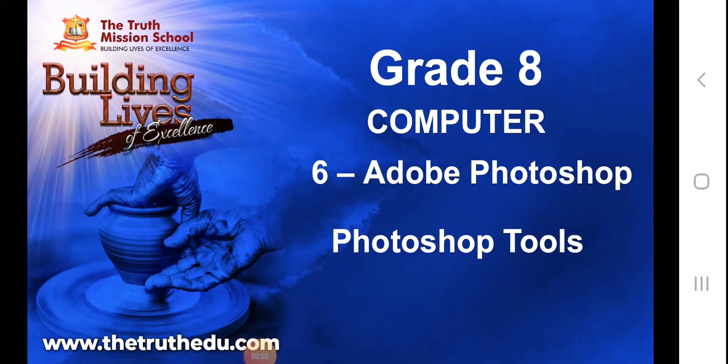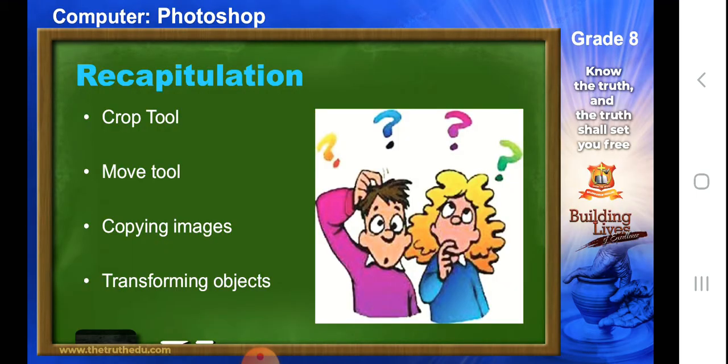I'm Sunny. So students, today we will move further with our discussion, and before that let's do a quick recap of what we have learned in our last class. In our last class we learned about the crop tool. Cropping means separating or differentiating between the part of an image which you want from the unwanted part of the image. The move tool is used to drag the selected part of an image to a new location.